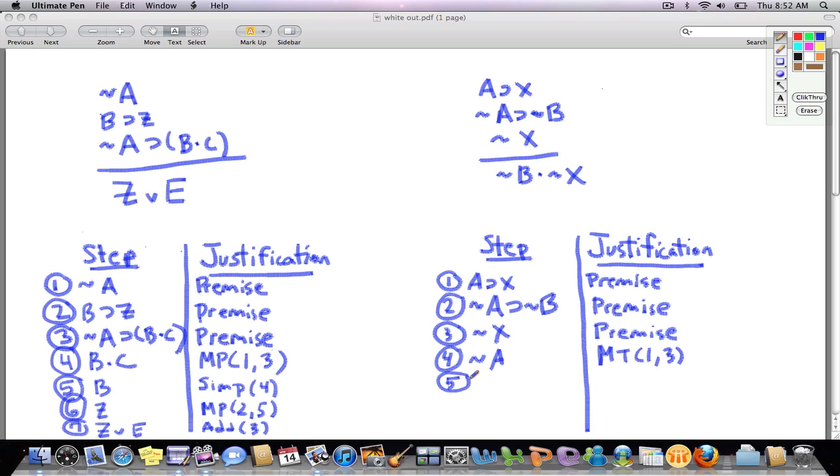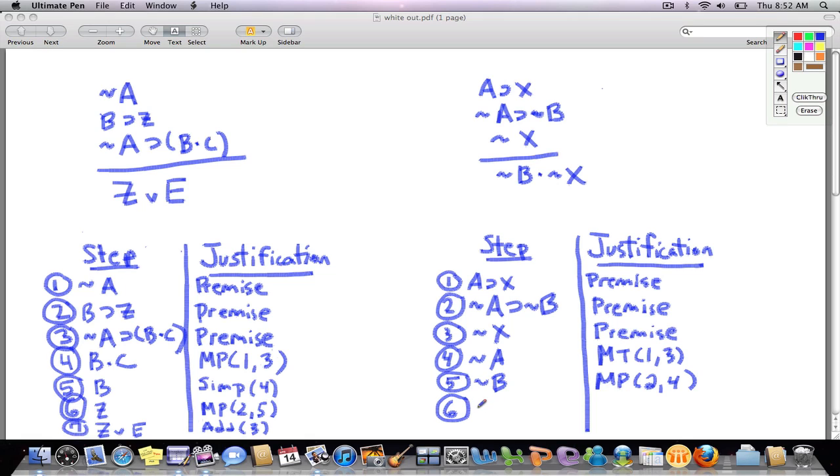That puts us in the position to do a modus ponens inference between lines 2 and 4. Line 2 is an if-then. Line 4 gives us the antecedent of that if-then. So we get the consequent, not B. Put it another way, if we have if not A, then not B, and we have not A, we get not B. The name of that type of inference is modus ponens. Lines 2 and 4.